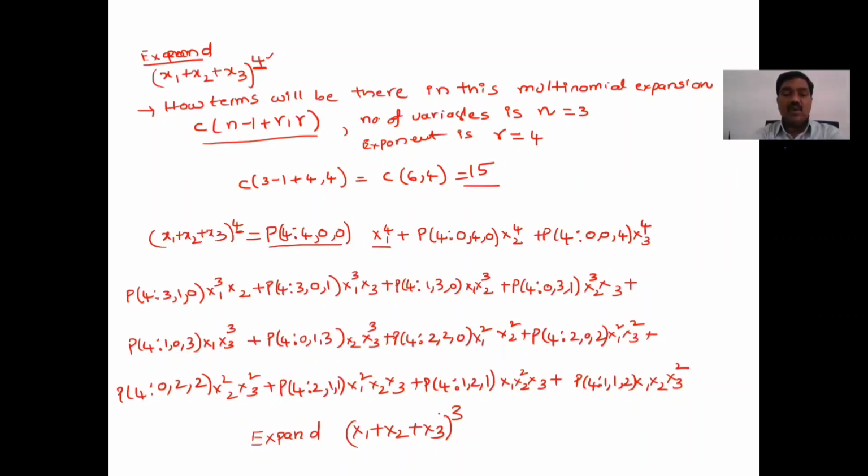And r is basically the whole power, how much you have, that is actually r. In this case, whole power 3 you have. So what is n and what is r in this case? 3, 3. Yeah, n is 3 and r is also 3. So substitute in C of n minus 1 plus r comma r. So what is that value? How many terms will be there? 10, sir. Yeah, 10 terms. Quickly, yeah, the answer.